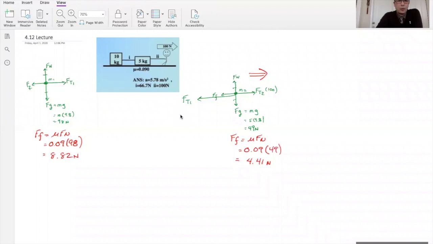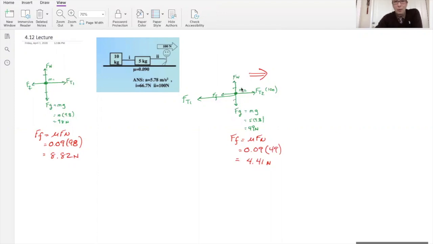Okay, so you can see I've drawn two free body diagrams here. The first one over here is a 10 kilogram object. It has a force of gravity pulling down and an equal but opposite normal force. I know those two are balanced because it's not moving up or down. Then there's this tension 1, pulling it to the right, and that's opposed by a friction force as the box slides across the ground.